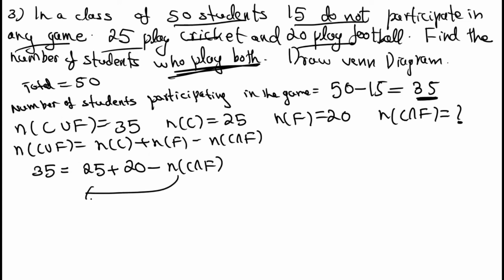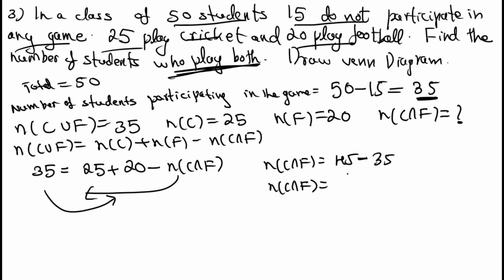Now take n(C ∩ F) to the LHS. So n(C ∩ F) is equal to 25 plus 20, 45, minus 35, taking 35 to the RHS. So n(C ∩ F) is equal to 45 minus 35, which is 10. So 10 students play both cricket and football.